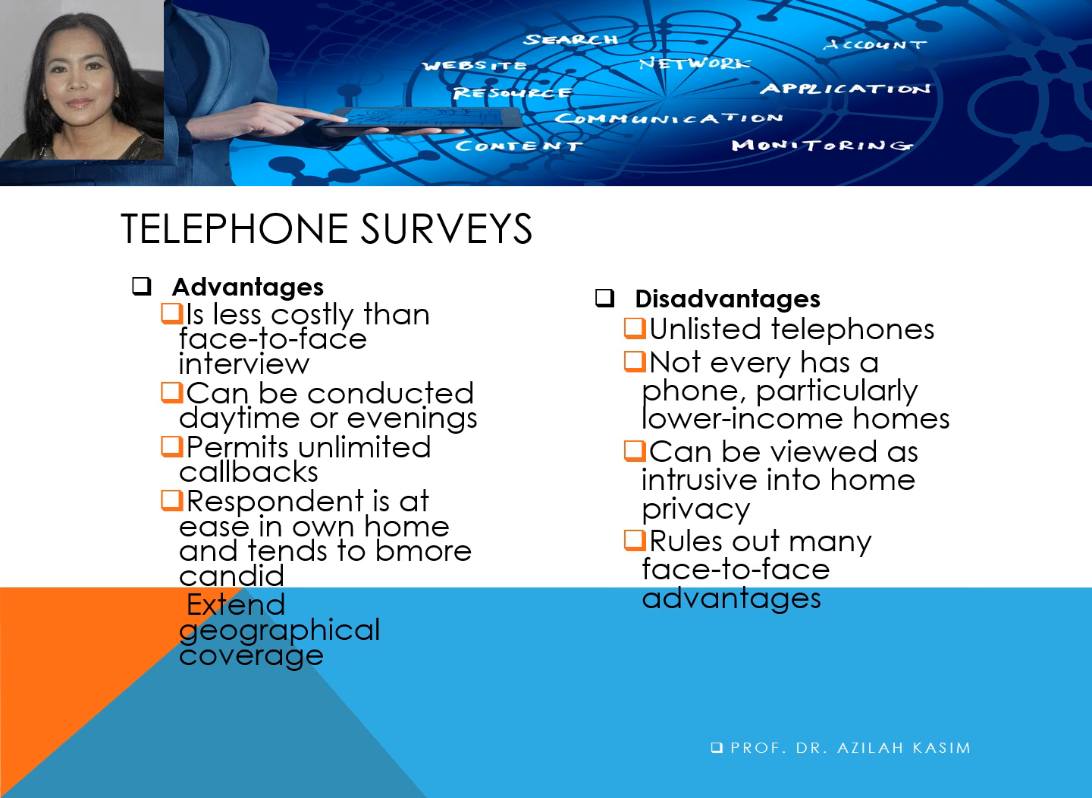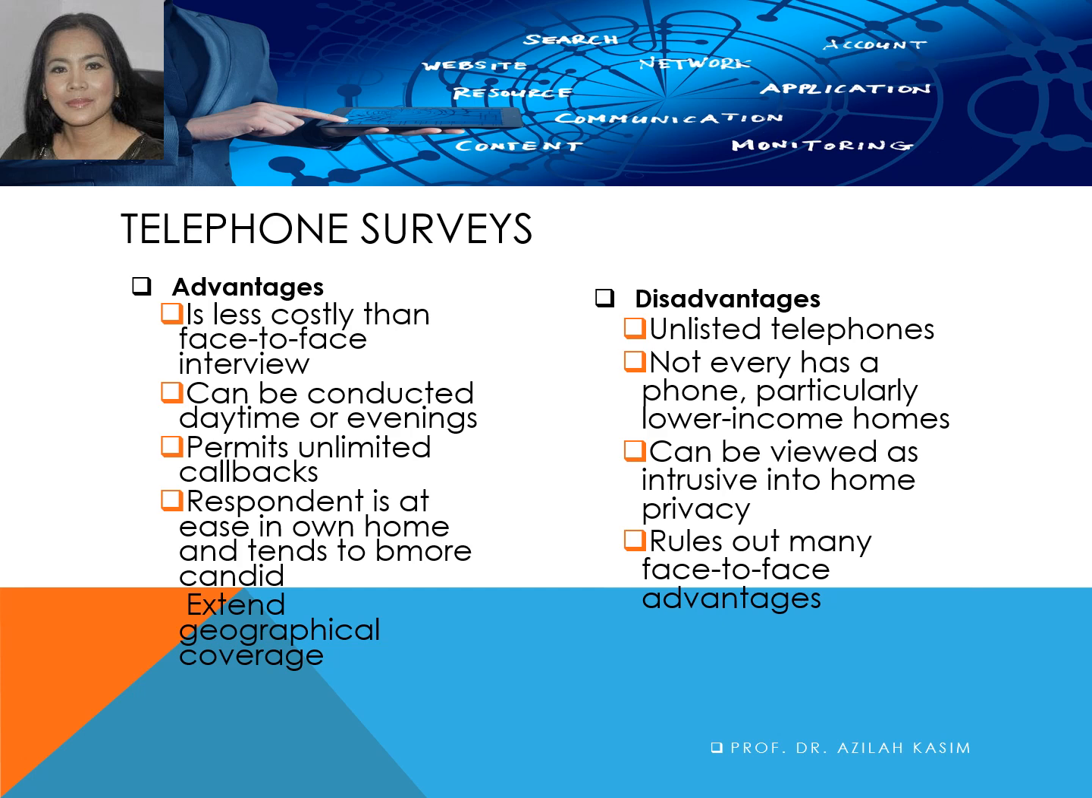A telephone survey can be viewed as intrusive into home privacy. This is why when we receive anything from telemarketers, we immediately want to stop the conversation because we feel uneasy. And also, when we use the phone, we rule out many face-to-face advantages. We are not able to see the reaction of the person as they are saying what they're saying. So you cannot really understand the context of it, just like the mail just now.